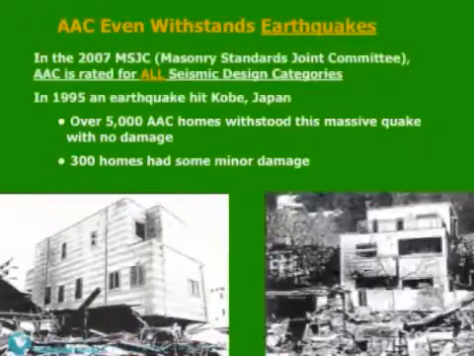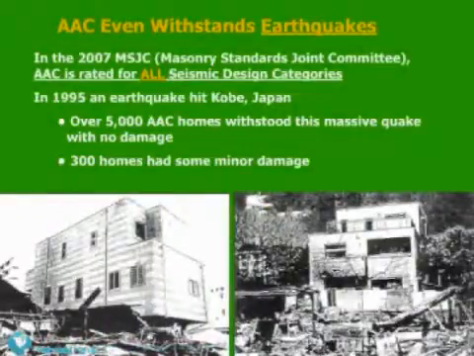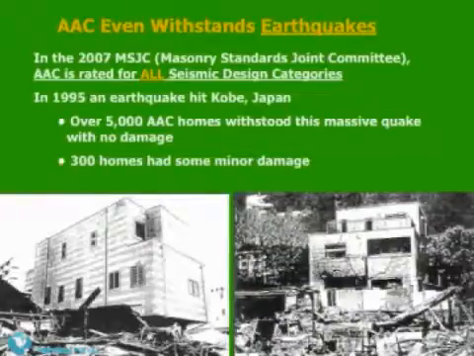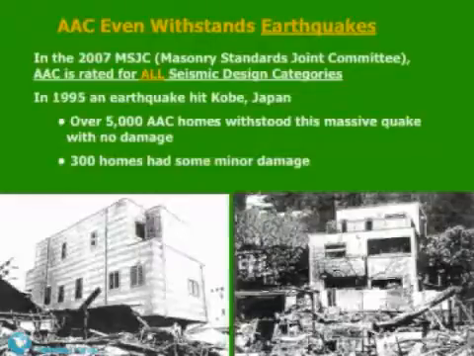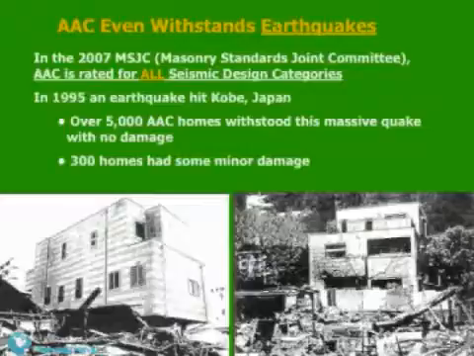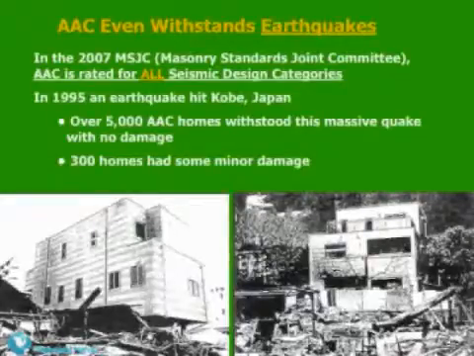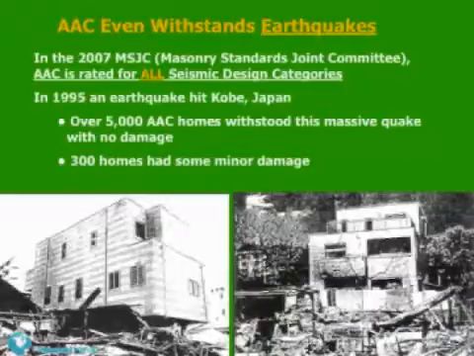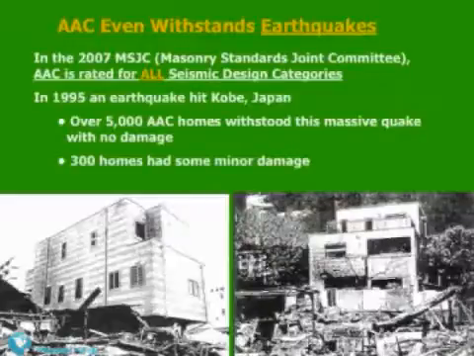AAC even withstands earthquakes. In 2007, the MSJC, the Masonry Standards Joint Committee, rated AAC for all seismic design categories. In 1995, an earthquake hit Kobe, Japan. Over 5,000 AAC homes withstood the massive quake with no damage. 300 homes had minor damage. In seismic areas, the low unit weight with a high strength ratio is an effective part of what makes AAC such a great structural material for those areas.